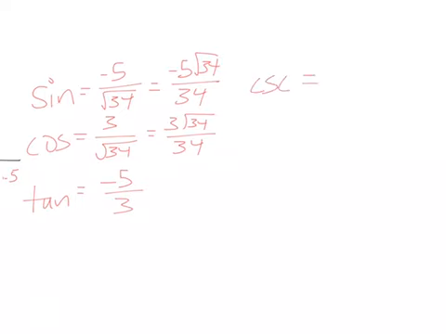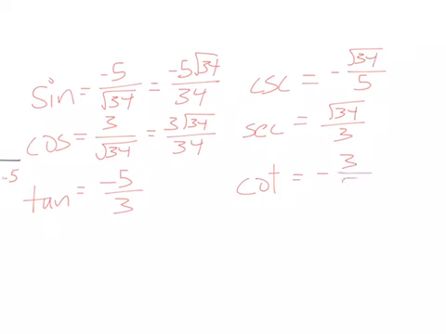So for cosecant, I'm going to flip this one, and that's going to be negative root 34 over 5. Secant is going to be root 34 over 3, and then cotangent is going to be negative 3 over 5. And there you have it.